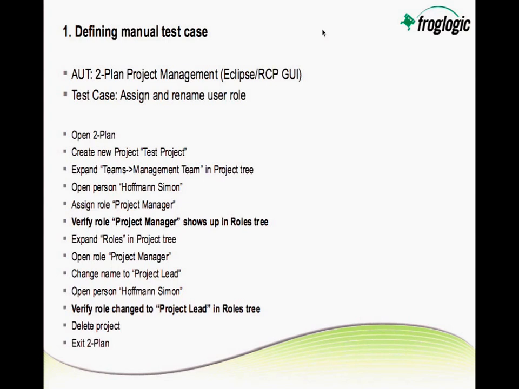And the test case I want to automate is to assign and rename a user role. So basically what we will do is we open this application and create a new project. In the project management tree, we navigate through the teams in the management team to a person, open that person's profile, and assign that person the role project manager. Then we will go to the roles in the project management and rename the project manager role to project lead.